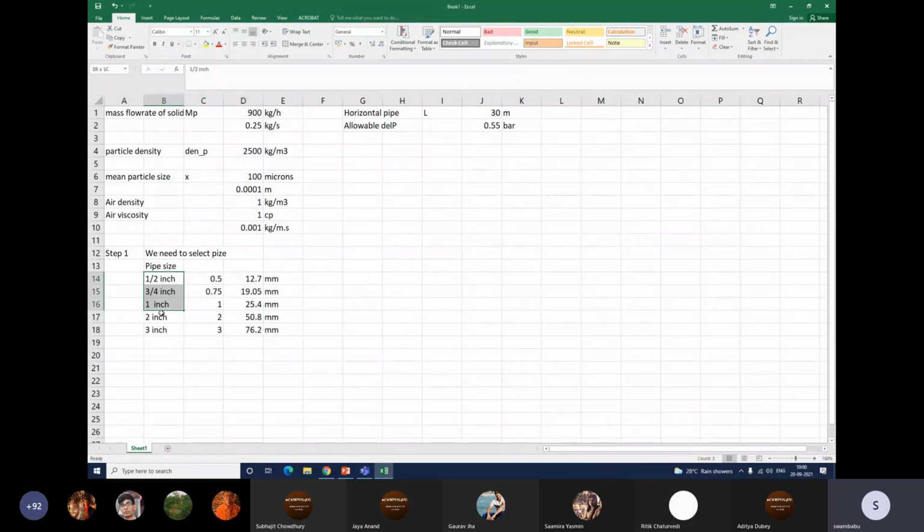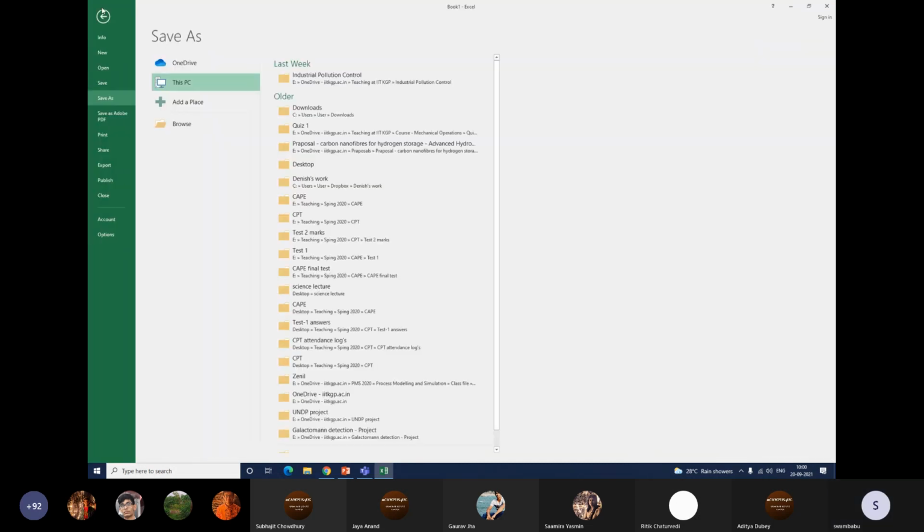We select one, and we have to design and estimate the pressure drop, and see whether the estimated pressure drop is lower than this or not. If it comes lower than this, then your system is right. If your assumed values are coming greater than 1, then you have to do the recalculation, such that the final delta pressure comes to be lower than 0.55 bar. Okay. I will just save it before I move on.